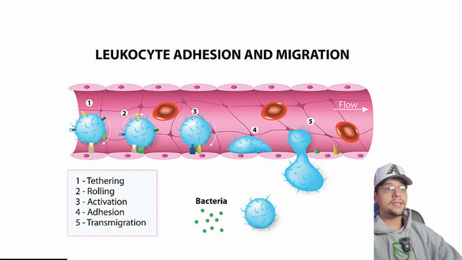Step 4 is transmigration and chemotaxis. After neutrophils firmly adhere to the endothelium, they must exit the bloodstream and migrate toward the site of infection or injury. This process occurs in two distinct steps. First is transmigration, or diapedesis. Neutrophils pass through the endothelial barrier. The second step is chemotaxis, where neutrophils follow a chemical gradient to reach the affected tissues.